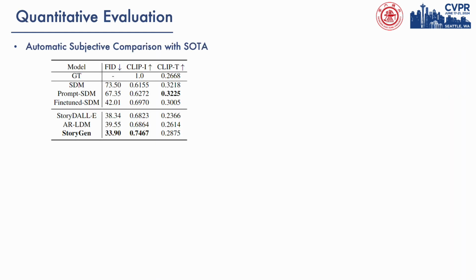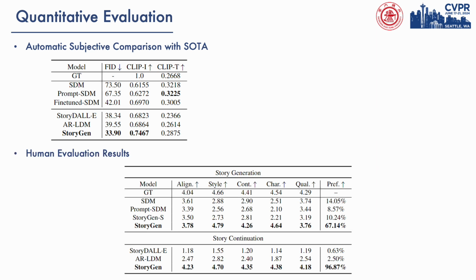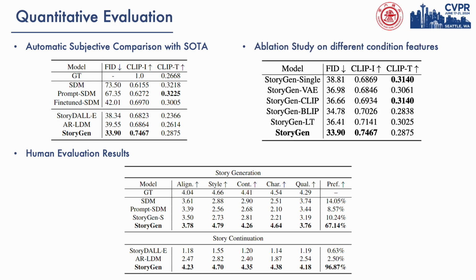We compare our StoryGen model with other baselines on the Story Salon test set using subjective human evaluation and quantitative metrics. Our StoryGen model exhibits significant performance improvement in terms of FID score and CLIP-I similarity compared to existing models, while maintaining comparable CLIP-T similarity. The results of human evaluation also illustrate that our StoryGen model demonstrates excellent performance in overall score, especially in terms of consistency and quality. In ablation studies, we demonstrate the effectiveness of our proposed modules.